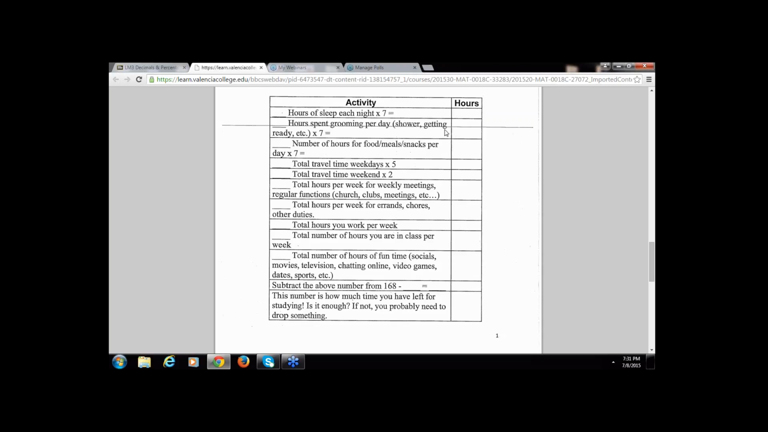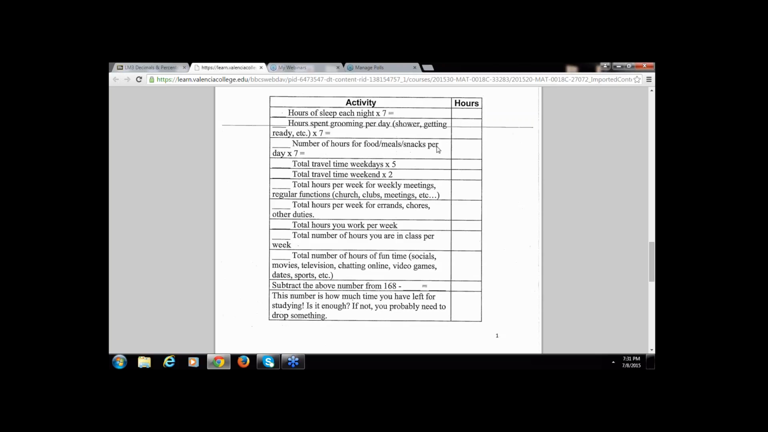Hours spent grooming: shower, getting ready, ironing your clothes, brushing your teeth, doing your hair, your makeup, all that kind of stuff. Times 7. Again, we're talking about a 1 week period. So I would say I probably take about an hour a day, maybe an hour and a half a day for grooming. So I would say 1.5 times 7 is 10 and a half hours. I would write 10 and a half hours here.